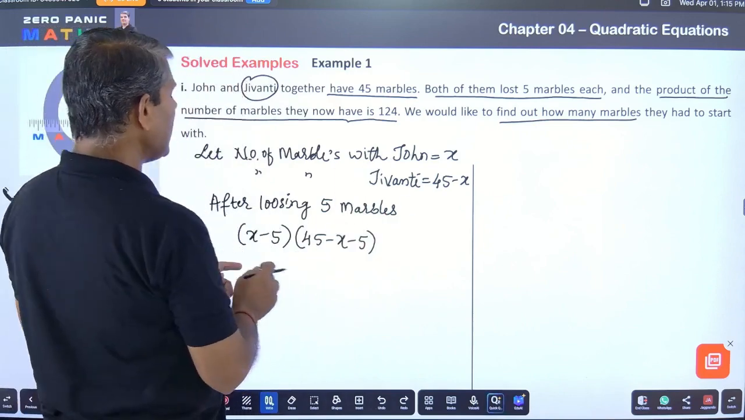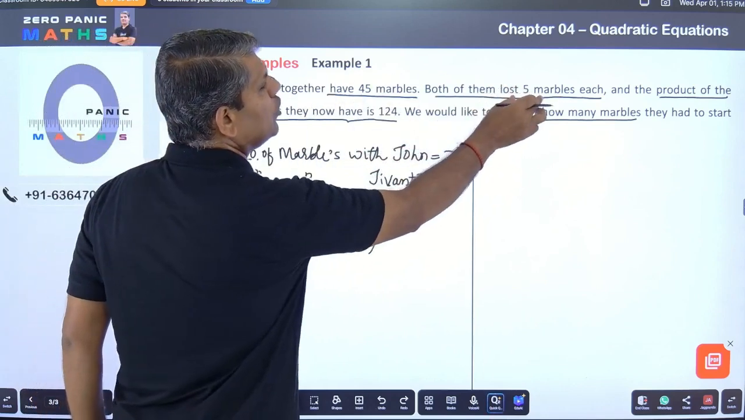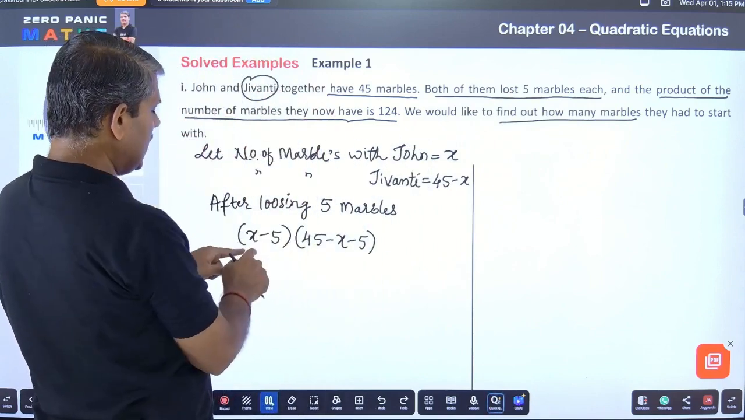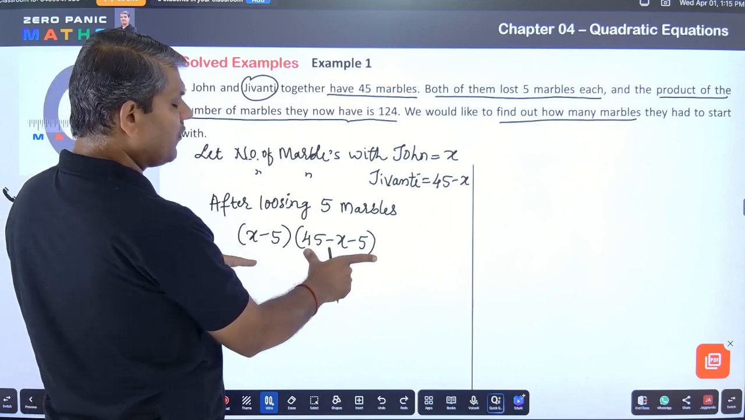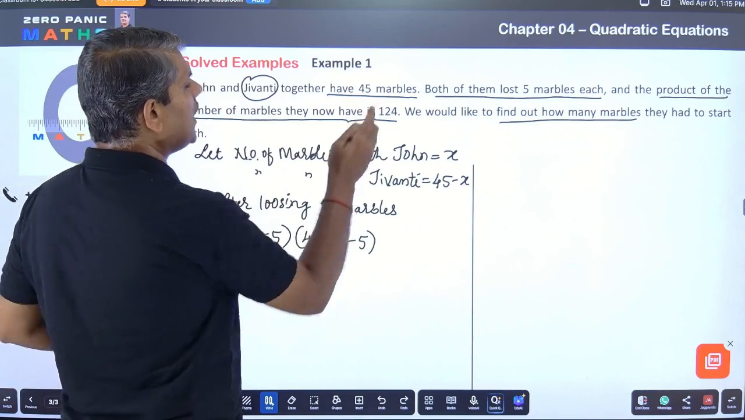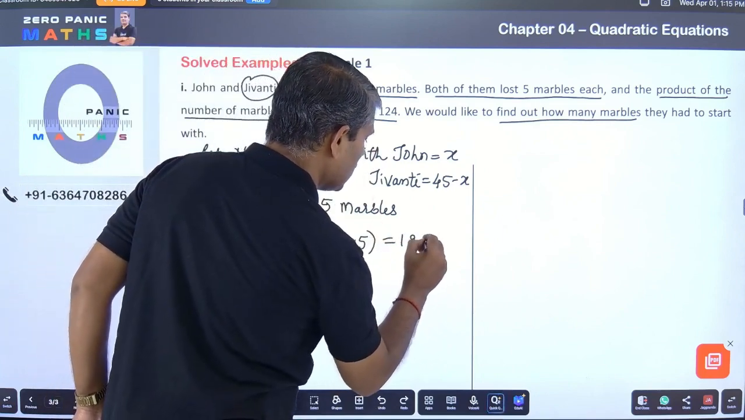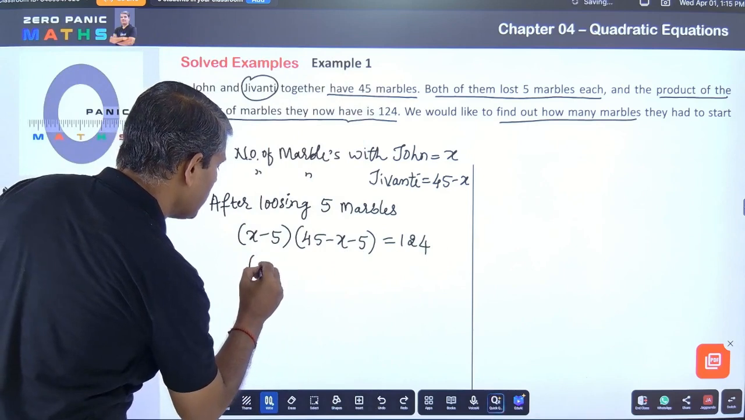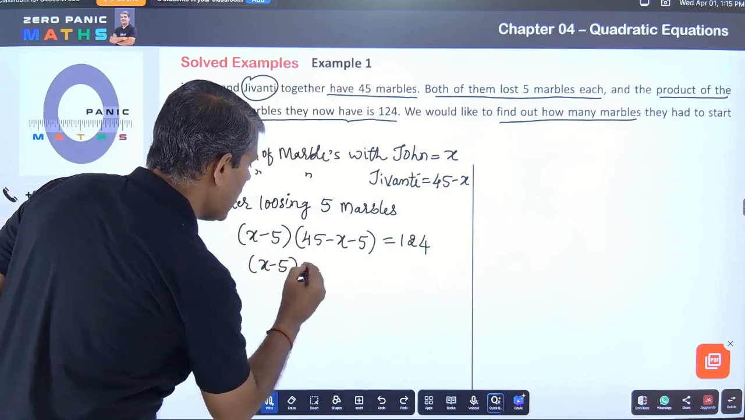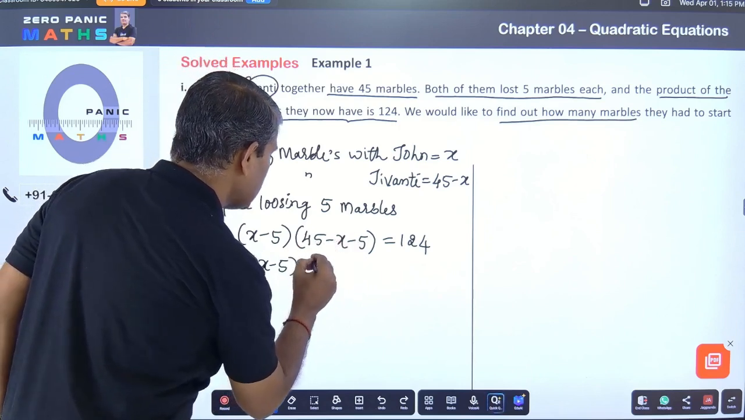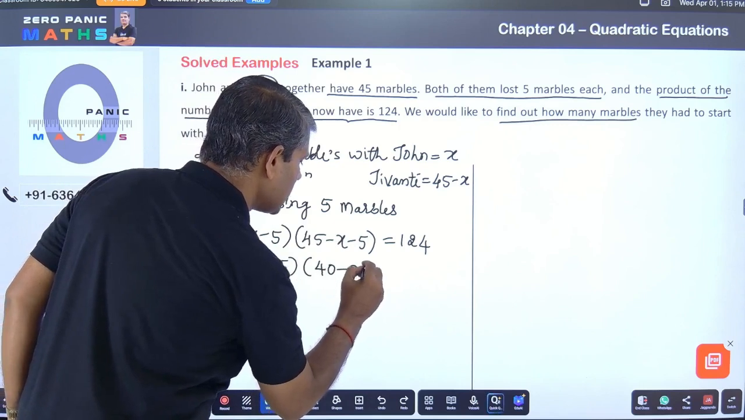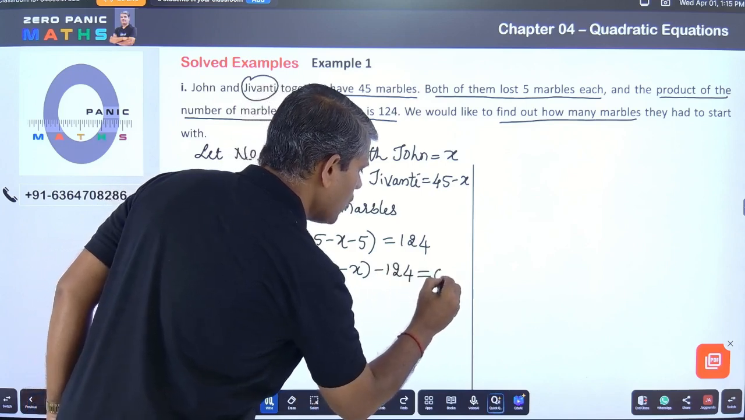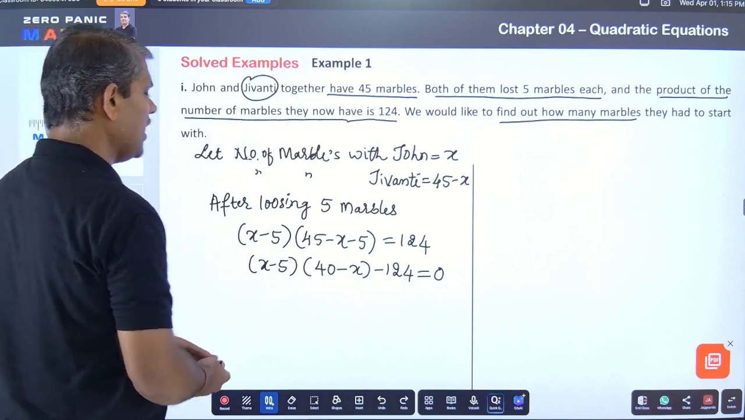And what they are saying is that after losing 5 marbles each, the product of the numbers of marbles they now have, x minus 5 and 45 minus x minus 5, is equal to 124. This is what they are saying. Hope you understood this. Now let us resolve this. What happens here is x minus 5, and then 45 minus 5 is actually 40 minus x, is equal to 124. I can say bring 124 to the left side to make it minus 124.